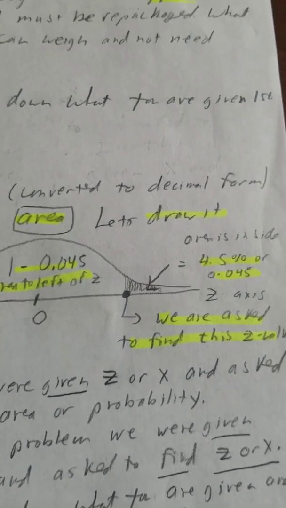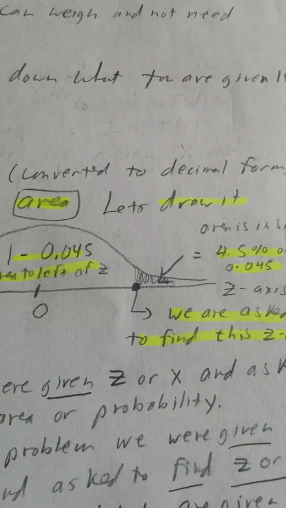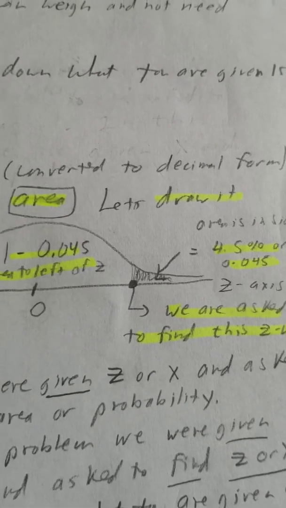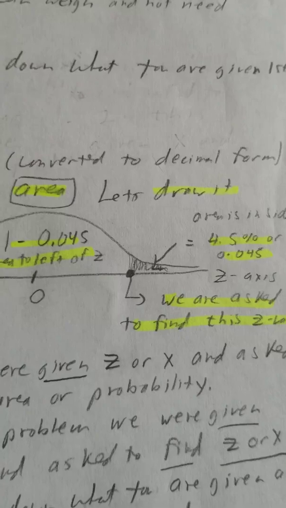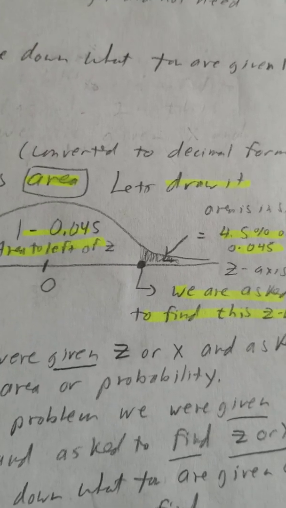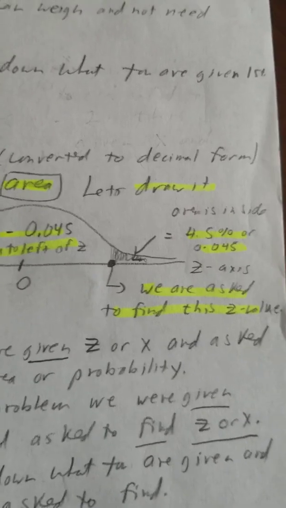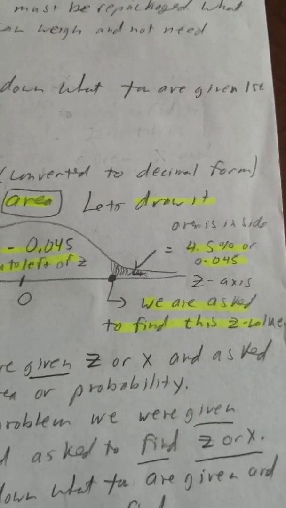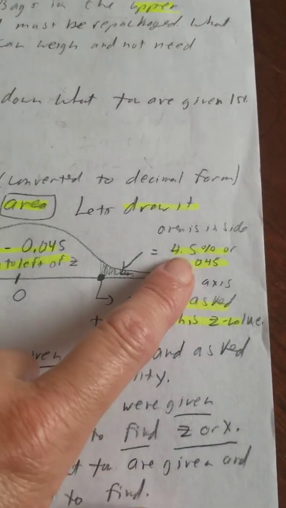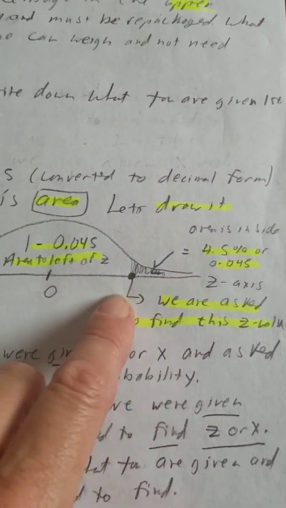Now, keep in mind, our goal is to find the Z value. In 4.1, we were given the Z value and asked to find the area probability. This is backwards. So let me say it again. In 4.1, we were given the Z value and asked to find the area or probability. Here we're given the percent, which is the area, and asked to find the Z value.